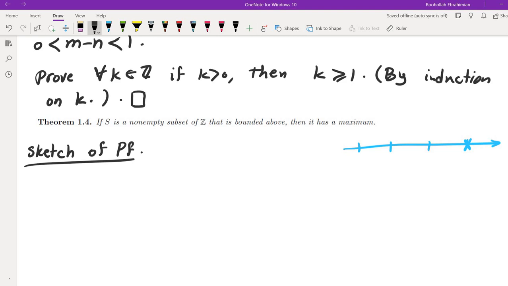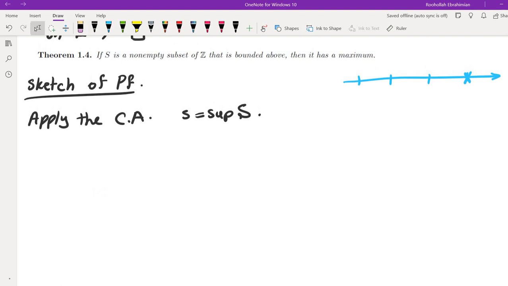So the sketch of proof is this. Since it is bounded above, apply the completeness axiom. And if you apply the completeness axiom, then you would get a supremum. So the supremum of S would be some element S. Now, what we're going to do is show that this S is in fact in the set.